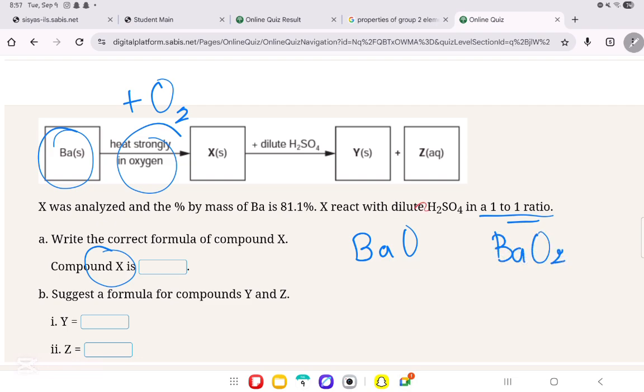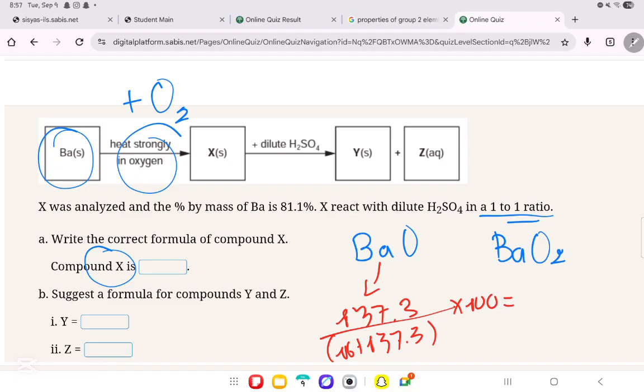This for sure is not the answer. I will tell you why now. If you were to try BaO, okay? Take the mass of Ba, which is 137.3, and you will divide it by the total mass of BaO, which is 16 plus 137.3, times 100. You will get 89.6%. Which is not what we need. We need 81.1%. So this is wrong.